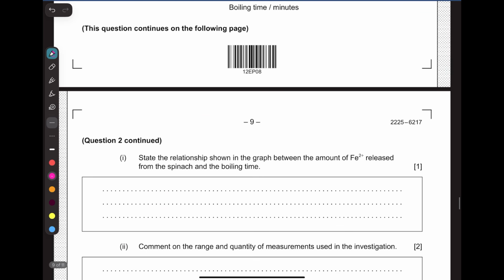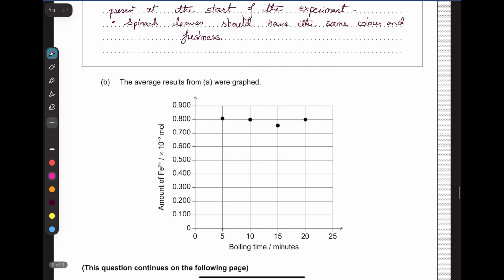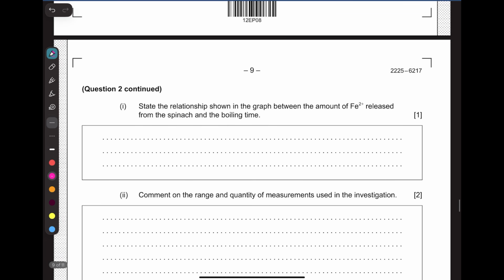If I state the relationship shown in the graph between Fe2+ released and the boiling time, we see that the amount of Fe2+ released, the moles of Fe2+ released, does not change, it kind of remains the same. You can treat it as an outlier. So, I can say amount of Fe2+ does not change. Hence, it remains constant with time.